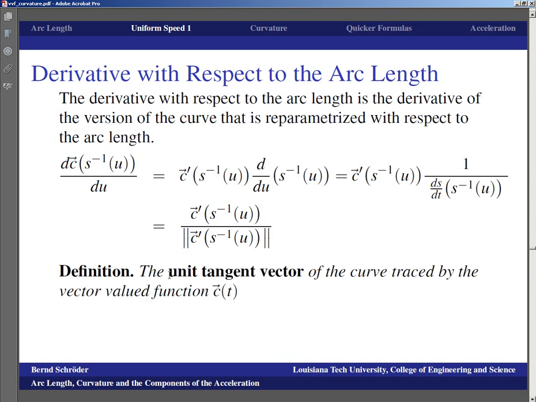As a definition that goes along with that, the unit tangent vector of the curve traced by the vector valued function c of t, note that we're staying with the original parametrization here, the unit tangent vector is dc ds of t, being T of t, and that is c prime of t divided by the magnitude of c prime of t. So this is the unit tangent vector at time t, it is inspired by this idea that the derivative with respect to the arc length is c prime over c prime norm.